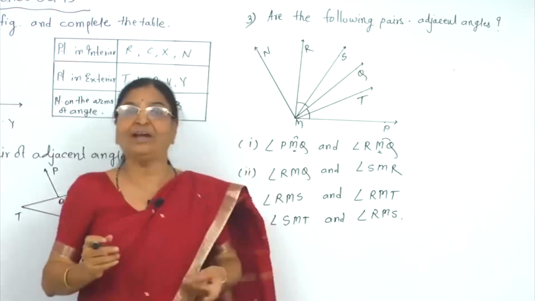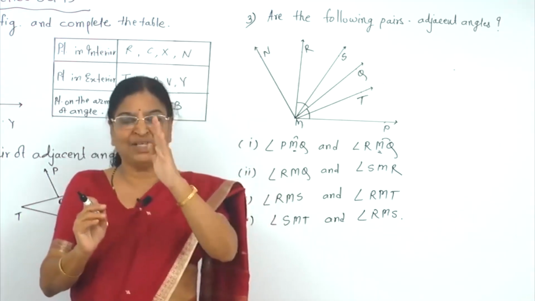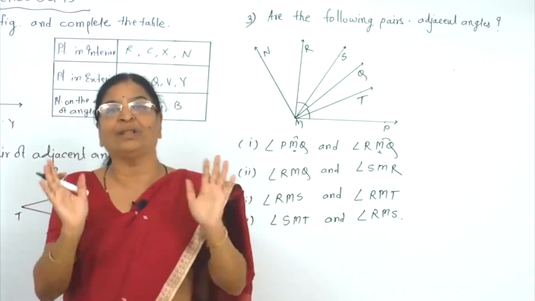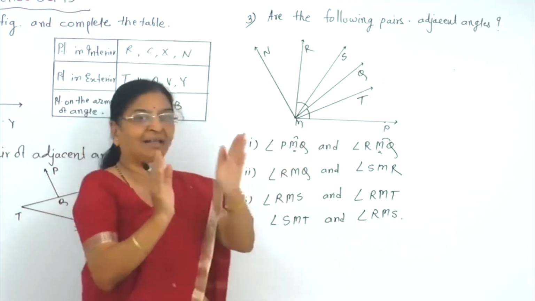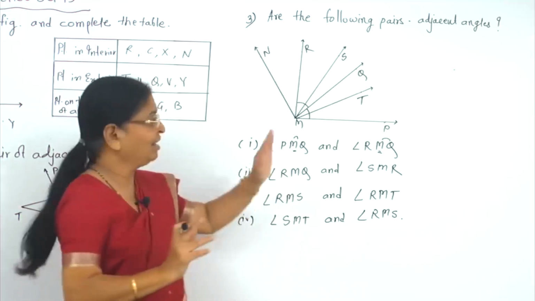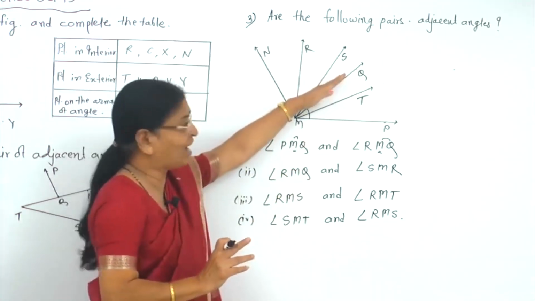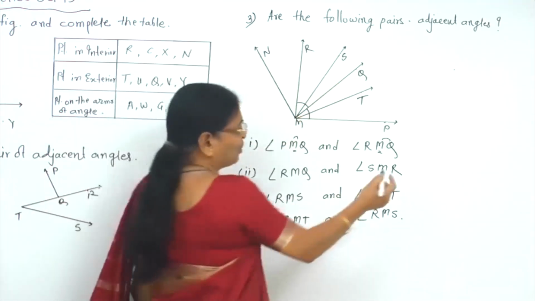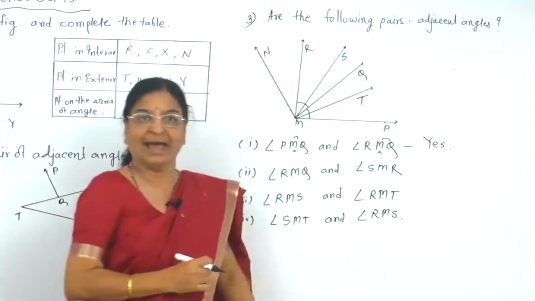And to find out the separate interiors, check whether the common arm is the middle part and on both sides the non-common arms are there. Then the interiors will be separate. Otherwise, if there is one common arm and on the same side both the two arms are there, then the interiors will not be separate. But here MQ is a common arm, on either side are MP and MR. So we can say yes, they are adjacent angles.